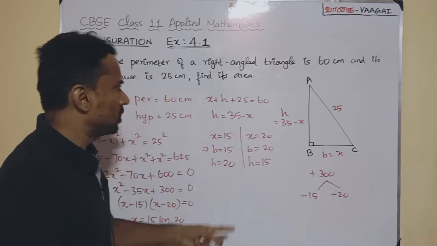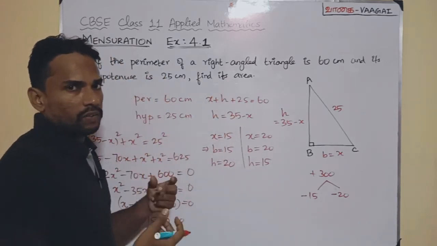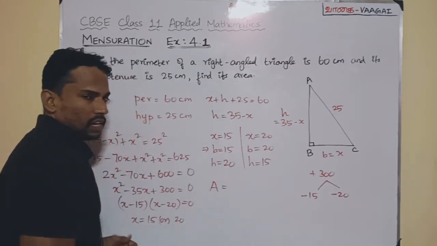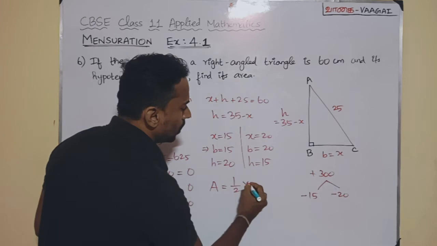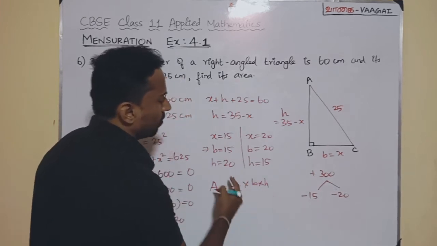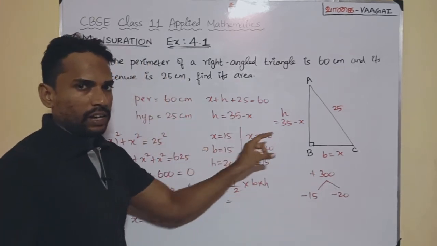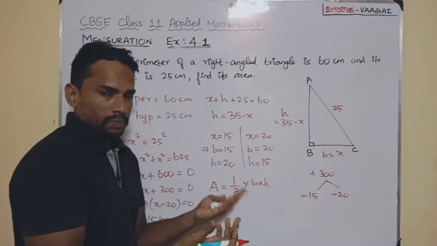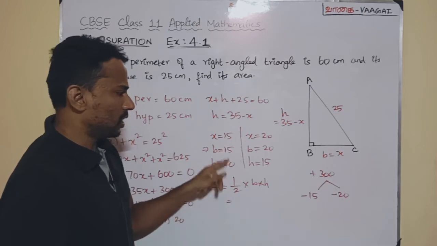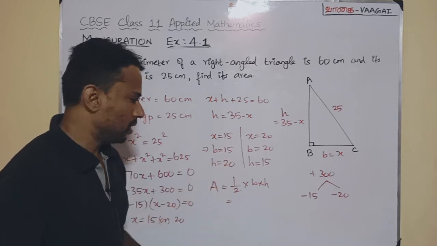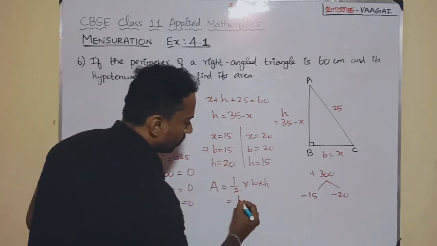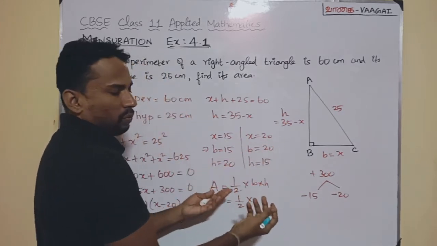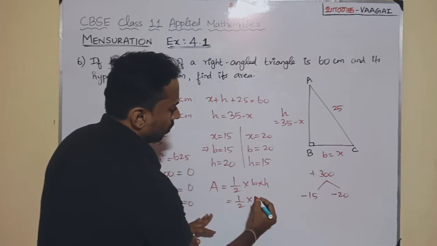So what we need to find here is the area of the triangle. The area of the triangle is half into base into height. Whichever pair of values we take won't disturb the answer, because the values are the same, they are just interchanged. The numbers are still the same, so it won't affect the answer. So half into whichever product, whichever pair we want, we can take it, and both will give you the same answer.